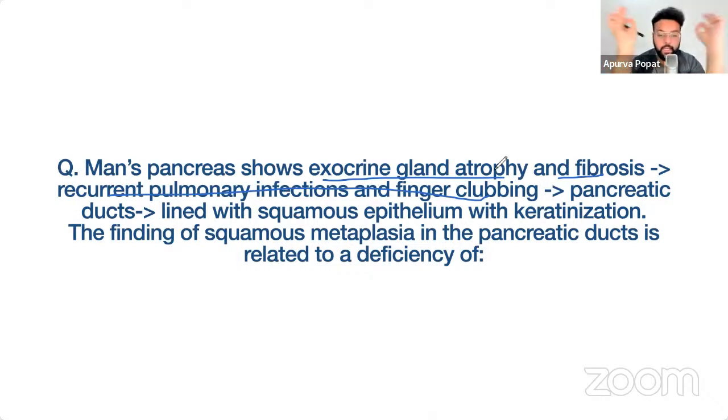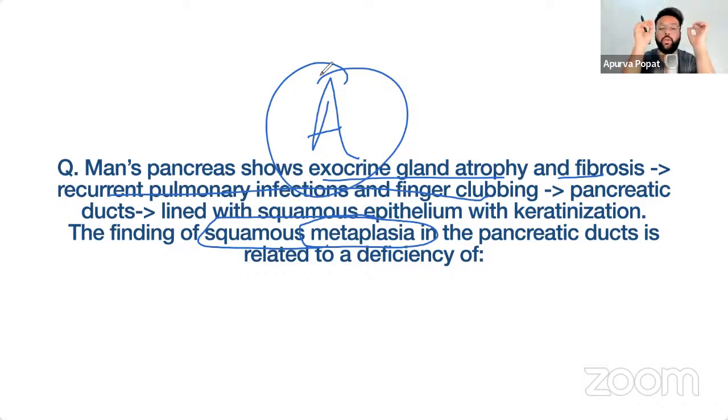If you want to maintain integrity of any epithelium in your body, let's say your skin or your conjunctiva, which vitamin do you need to maintain the integrity of that epithelium to prevent metaplasia? Vitamin A. Very good. We need vitamin A to prevent metaplasia of any epithelium.